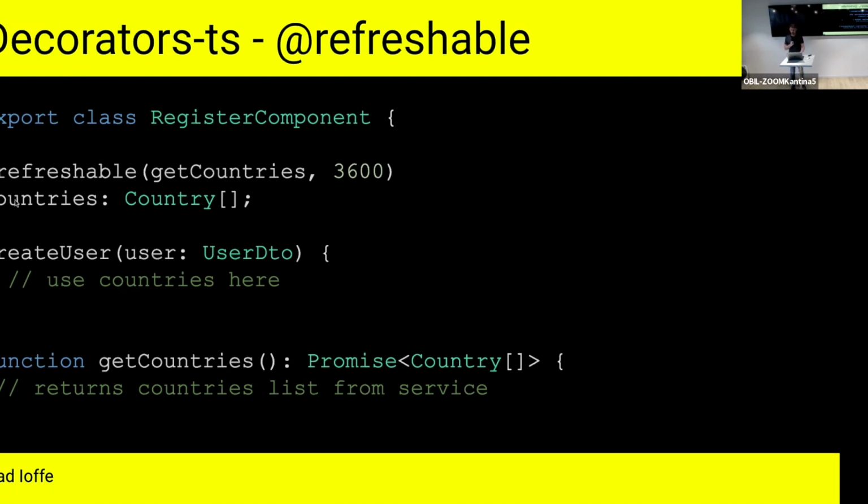So what I can do is put a property called countries and decorate it with the refreshable decorator, which receives a method that returns the country list and a time interval. So this method, getCountries, will be called every minute in this scenario and populate the countries with a list. So in create user, I can just think as if I always have the countries in my head. I don't need to do any request to the backend in order to have it. I have it always refreshed in the countries property.